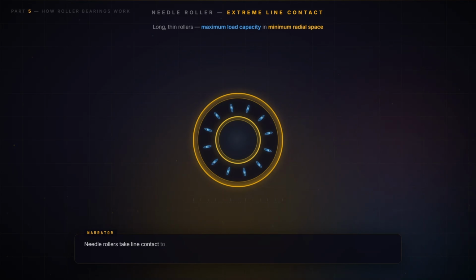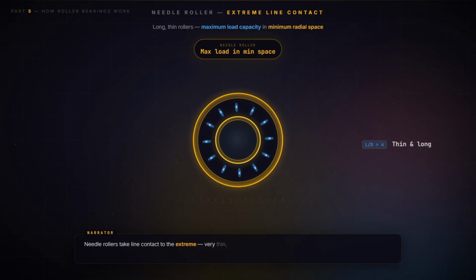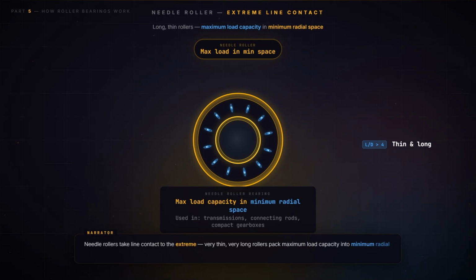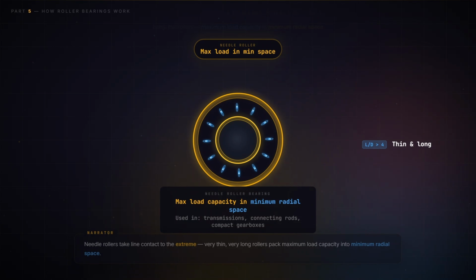Needle rollers take line contact to the extreme. Very thin, very long rollers pack maximum load capacity into minimum radial space.